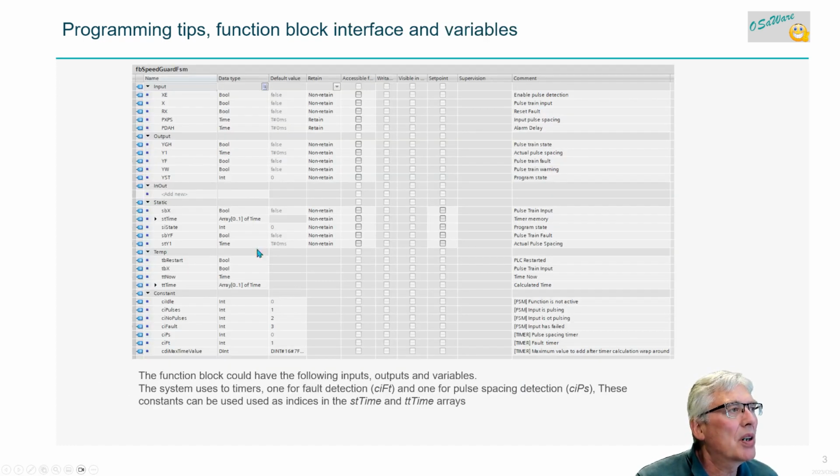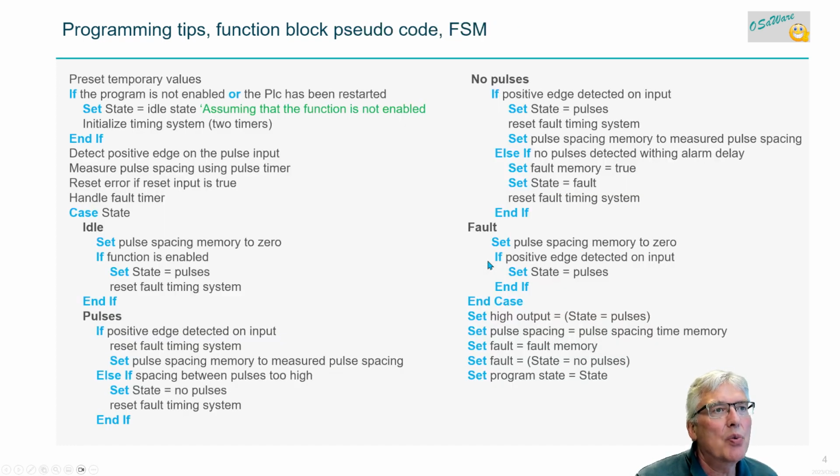and so on. Did we have a warning output? Yes. Pulse trend warning. Yeah. Pulses, no pulse detect with an alarm, fault memory is true, status fault, reset fault timing system fault. Pulse spacing memory, a positive edge detected, then we have pulses again, and so on. The high output is status we are in the pulses state, so we are all okay. Pulse spacing timer memory that we have set somewhere here. And fault is fault memory, and this should be warning. It should say warning here, set warning if state equals no pulses, and then we output the program state.